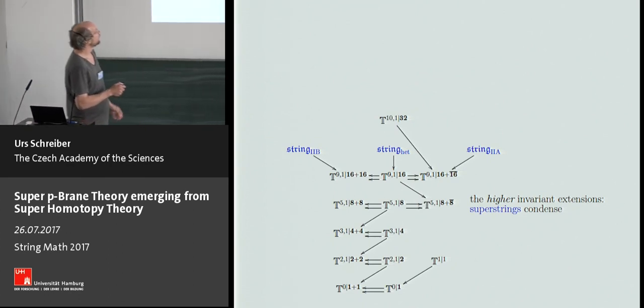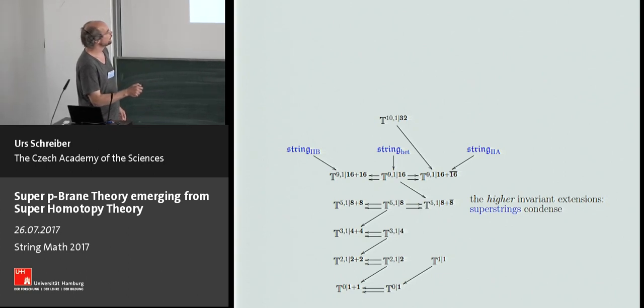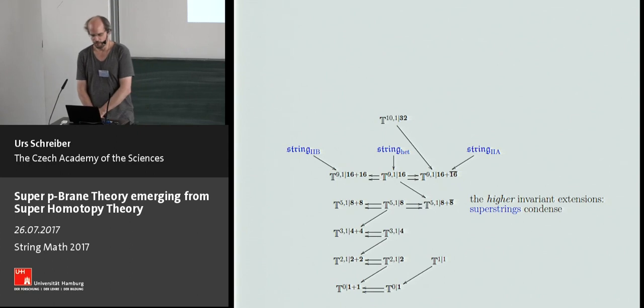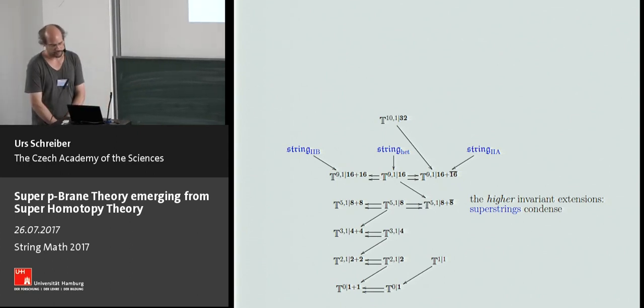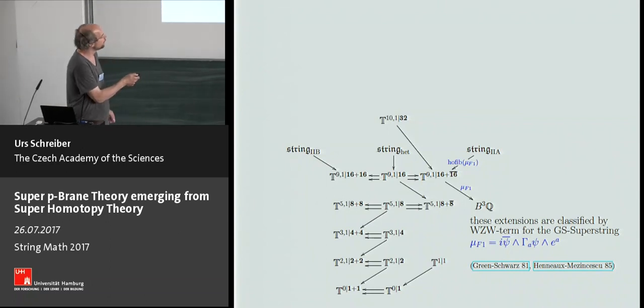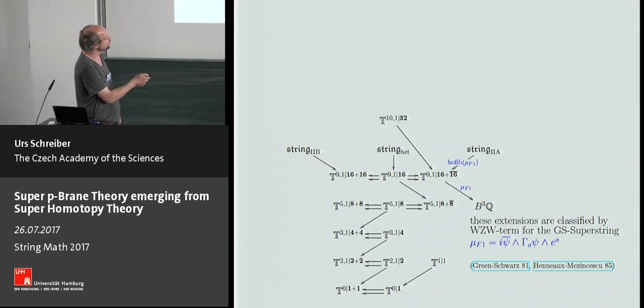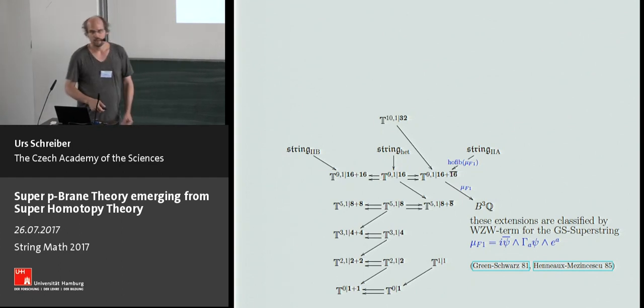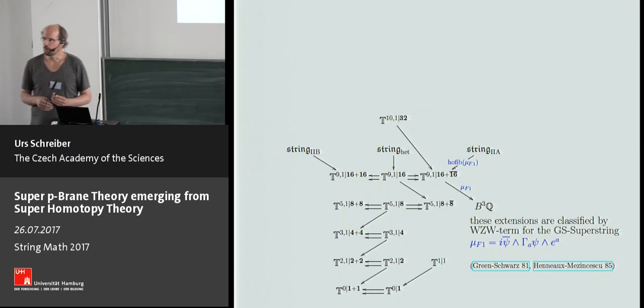That there is precisely a one-dimensional space of extensions here on these 10D super spacetimes, which are called string 2b, string het, and string 2a. Why do I call them such? Because these cocycles, so I'm writing now as an example, once, remember, all these extensions come from forming homotopy fibers of cocycles. The 3-cocycle is the WZW term of the Green-Schwarz string.